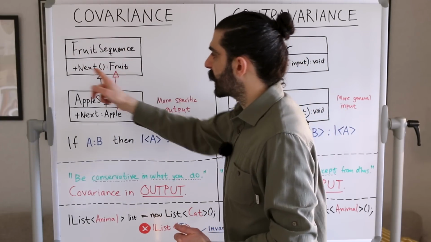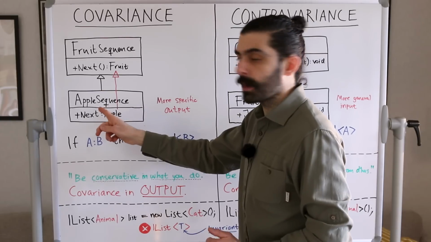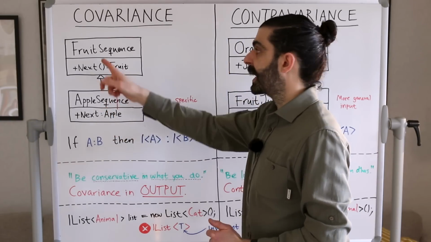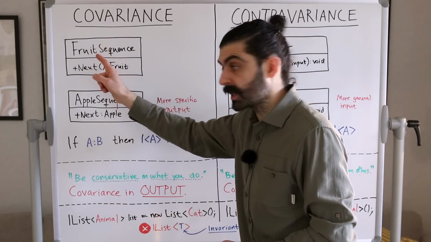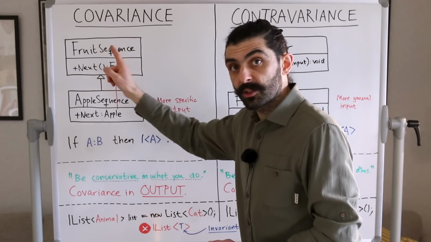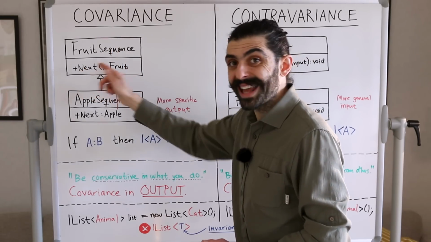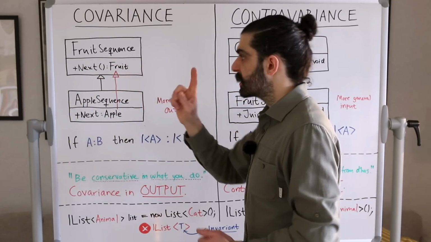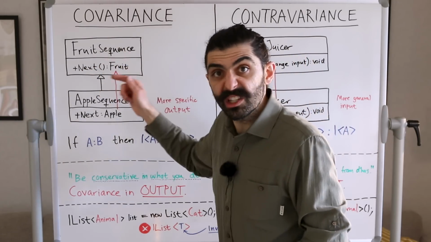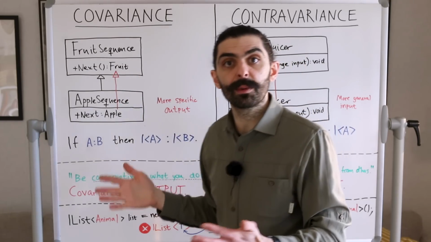So fruit sequence here is a supertype of apple sequence. Apple sequence inherits from fruit sequence. Apple sequence is a subtype of fruit sequence. And fruit sequence, the supertype, has a method called next. And when you call next, you will get back something of type fruit. This means fruit sequence uses the type fruit. This is what we mean when we say uses.